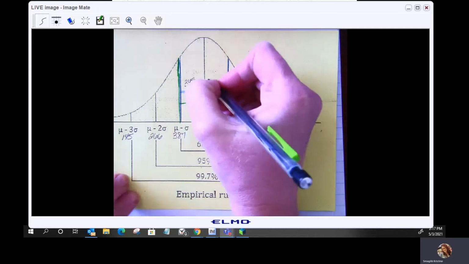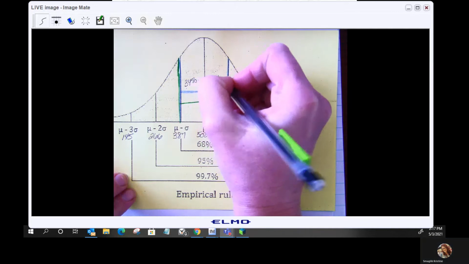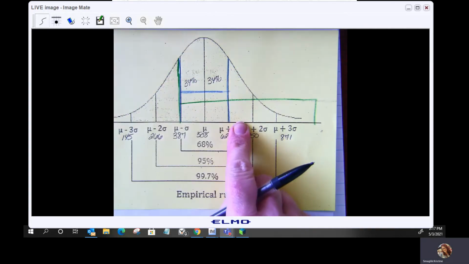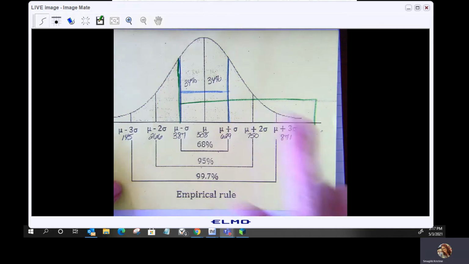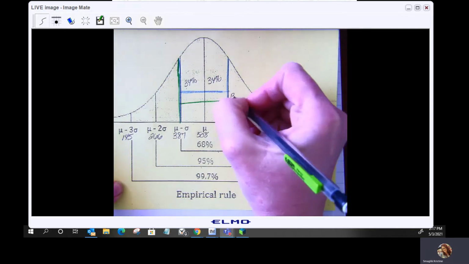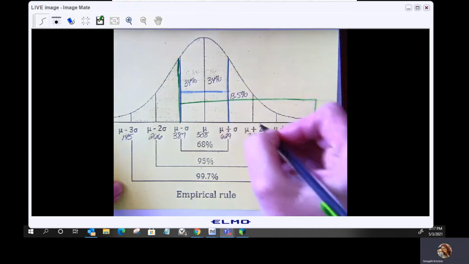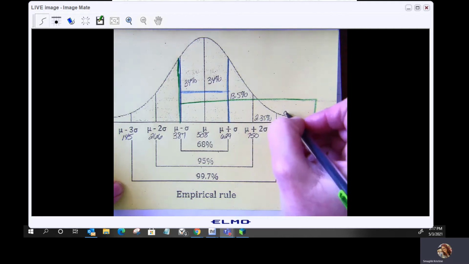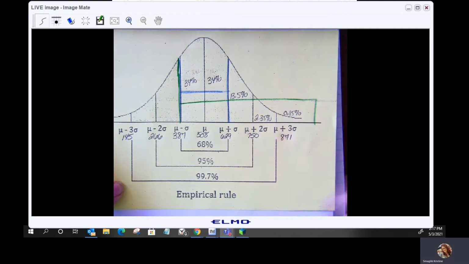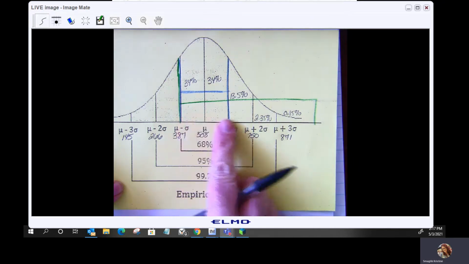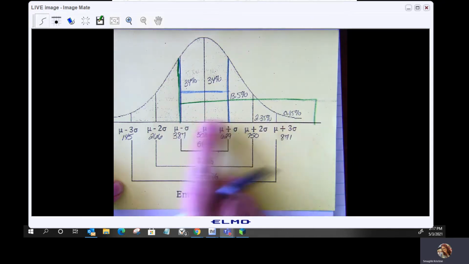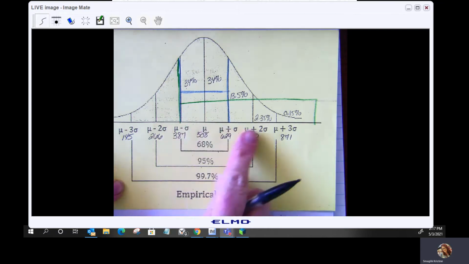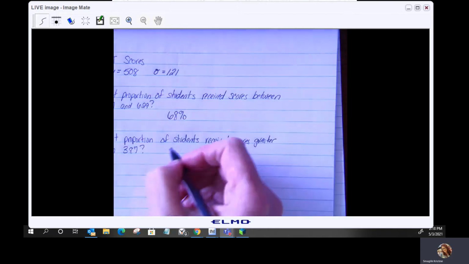You could also look at it. You know that this is 68%. And then in here we have 13.5%. Here we have 2.35%. And here we have 0.15%. So you could literally just add them up. It just depends on how you want to approach it. But your answer is going to be 84%.